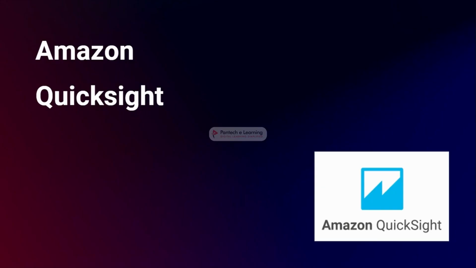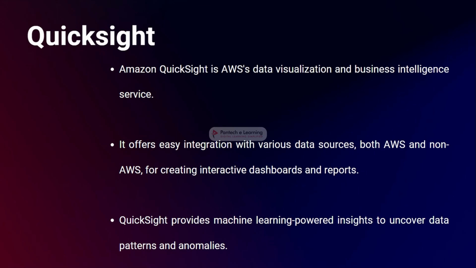So what is Amazon QuickSight? Amazon QuickSight is AWS's data visualization and business intelligence service. It offers easy integration with various data sources. You can see here, this is something like Power BI and Tableau. Okay, it's one of the competitors. It's QuickSight from AWS. It provides a data visualization and business intelligence tool.